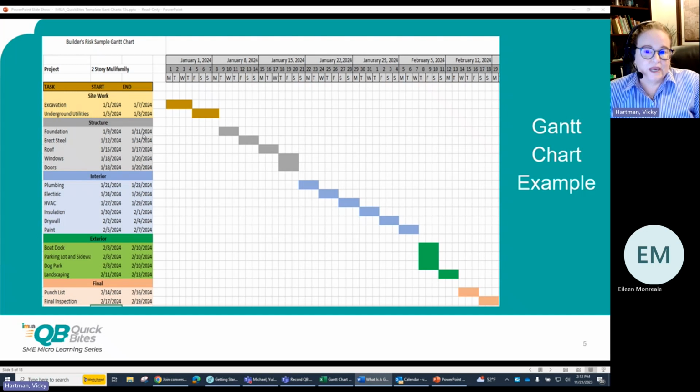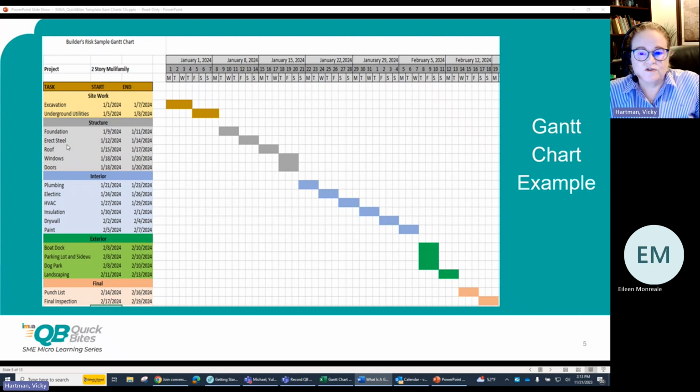Here's an example of what a Gantt chart looks like. I've created a very simple Gantt chart in Excel for illustration purposes, construction of a 2-story multifamily building in this example. Down the left side of the chart, you'll see the tasks that are to be completed, starting off with the site work all the way through the final inspection, as well as the start and end dates of each task. Then along the top, the calendar dates are shown. In the body are shown the bars with the length of time that each task takes.